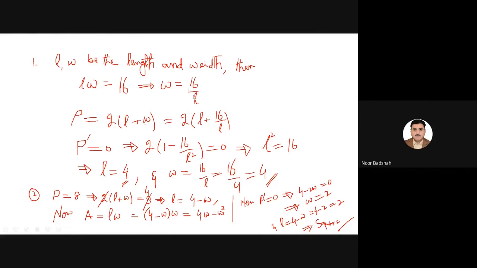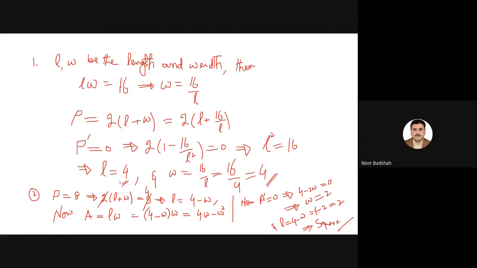Replacing W by 16 by L from there, and then we find its derivative equated to 0 to get 2 into 1 minus 16 by L square is equal to 0, which gives you L square is equal to 16. Our L is equal to plus minus 4, but we don't take minus 4 because length is never negative. And W is equal to 16 by L. So therefore, for length and width to be the same, it means square. The square will have the smallest perimeter.